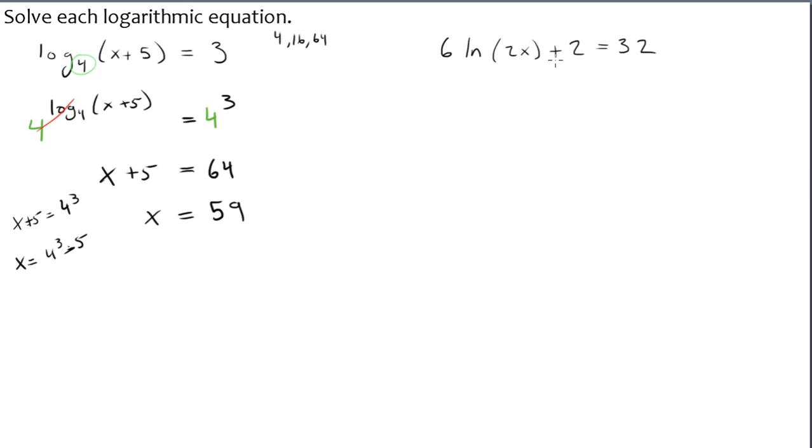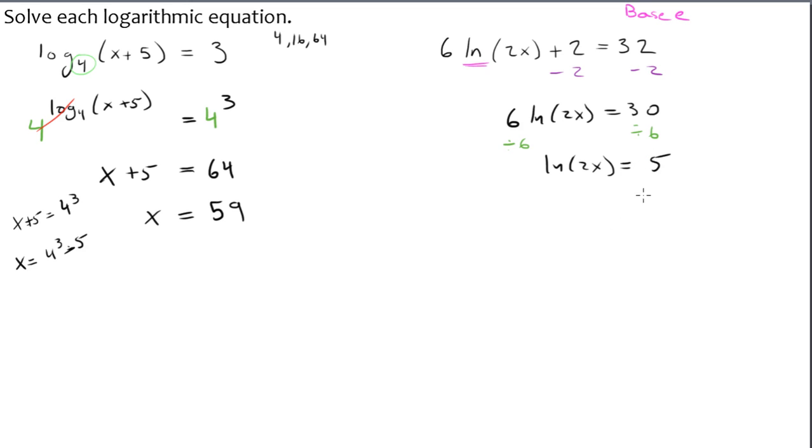And that's what we're going to end up doing with the solution to this equation. Because take a look here, we've got a natural log, which means we're going to have base e. And since that's irrational, there's nothing we can do yet. But before we get there, take a look at what's happening outside of this logarithm. We've got plus 2, so we're going to subtract 2 from both sides. And we'll get 6 natural log of 2x is equal to 30. That means we're going to have to divide by 6. So the natural log of 2x is going to be equal to 5.